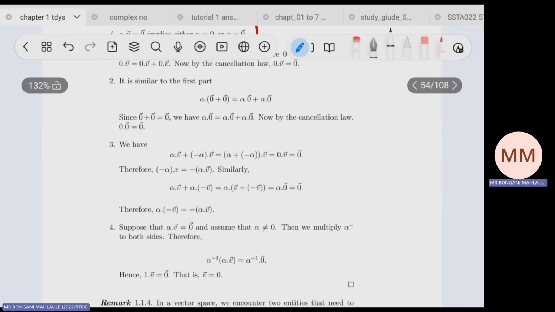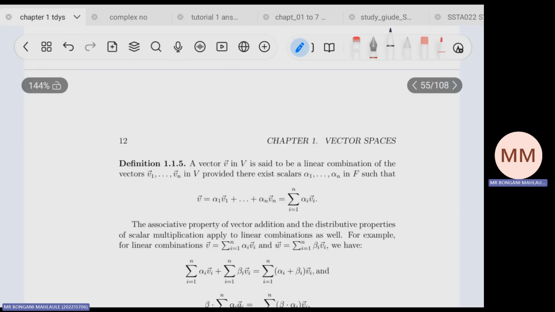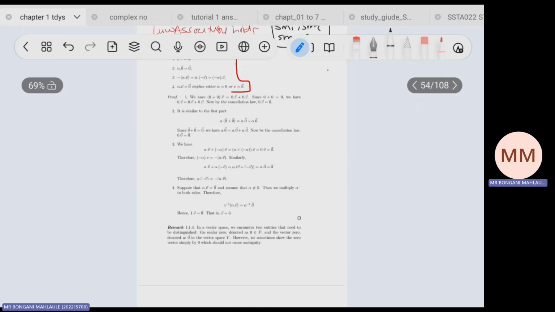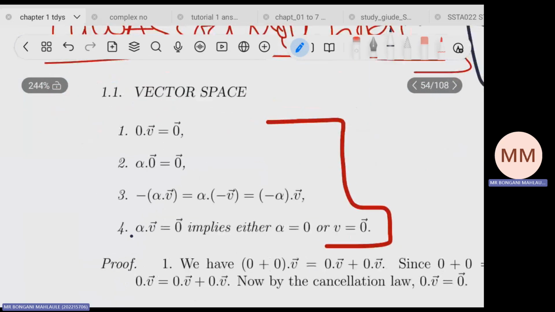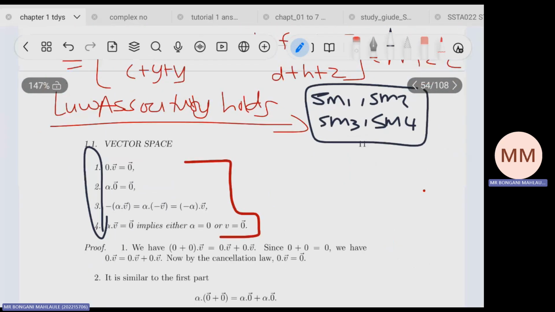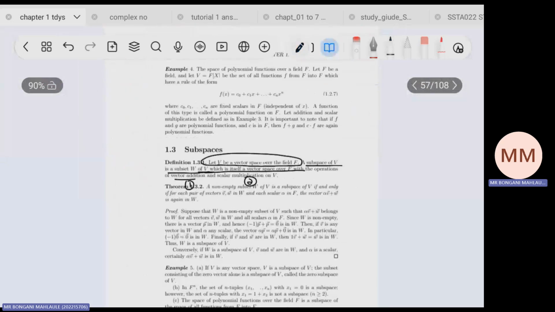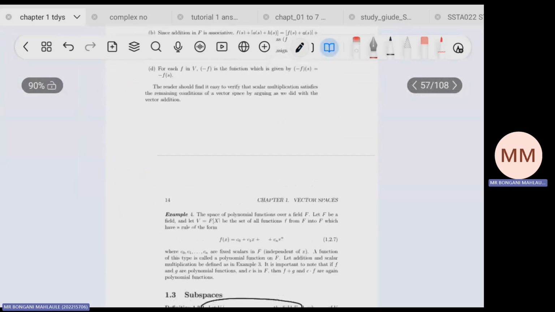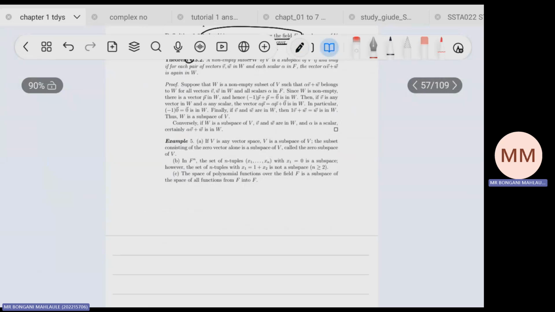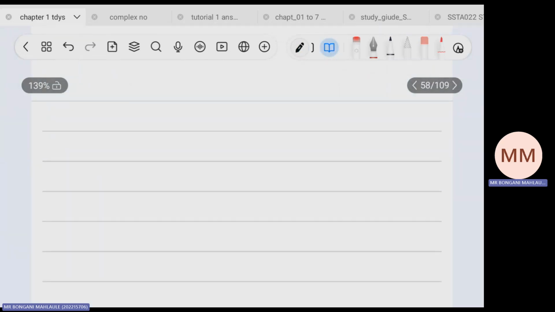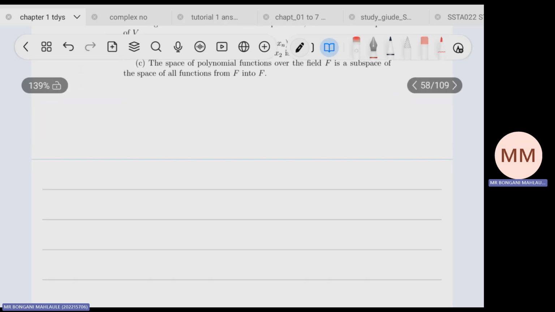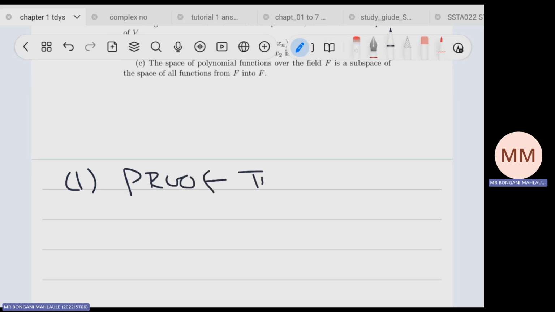Then here we've got some proofs. We actually have 4 proofs that you must know how to prove, which are these ones. But for this recording, I'm going to add these ones. The cancellation law. Proofs to know for test one.